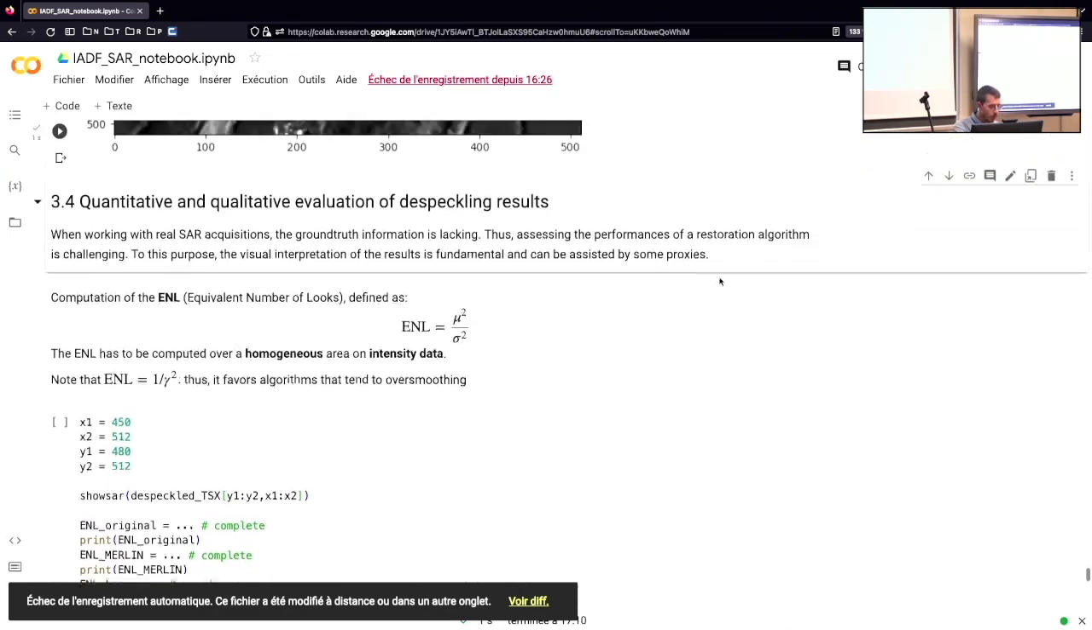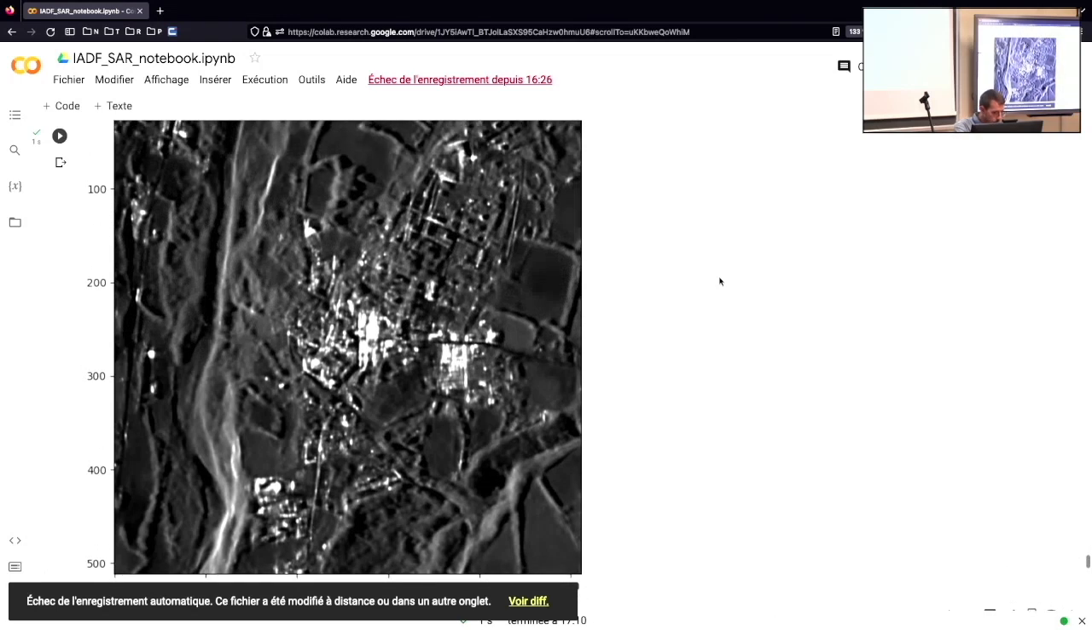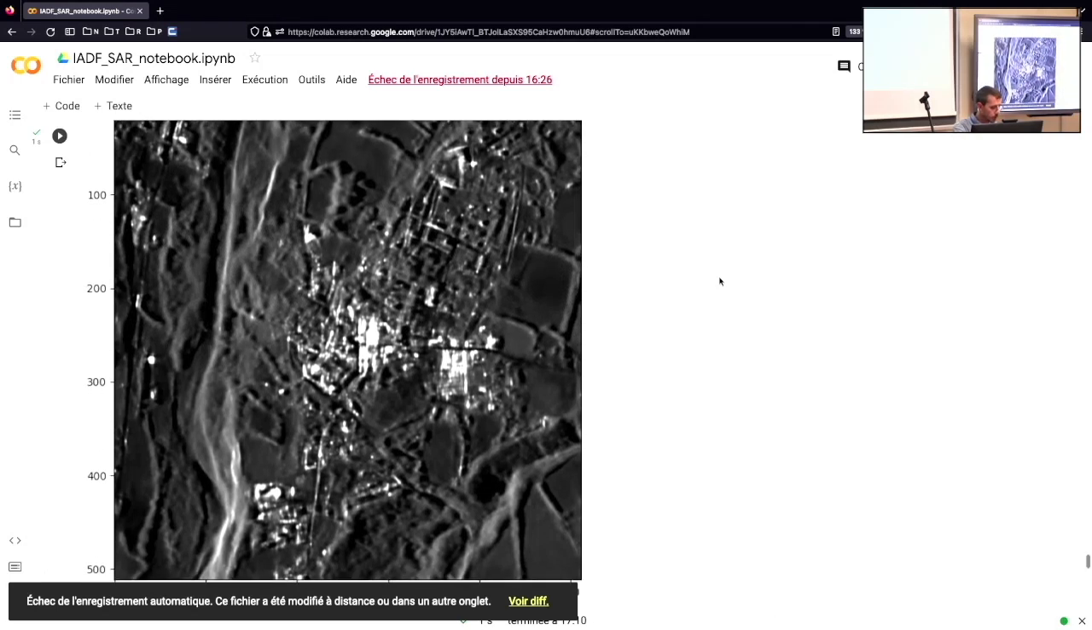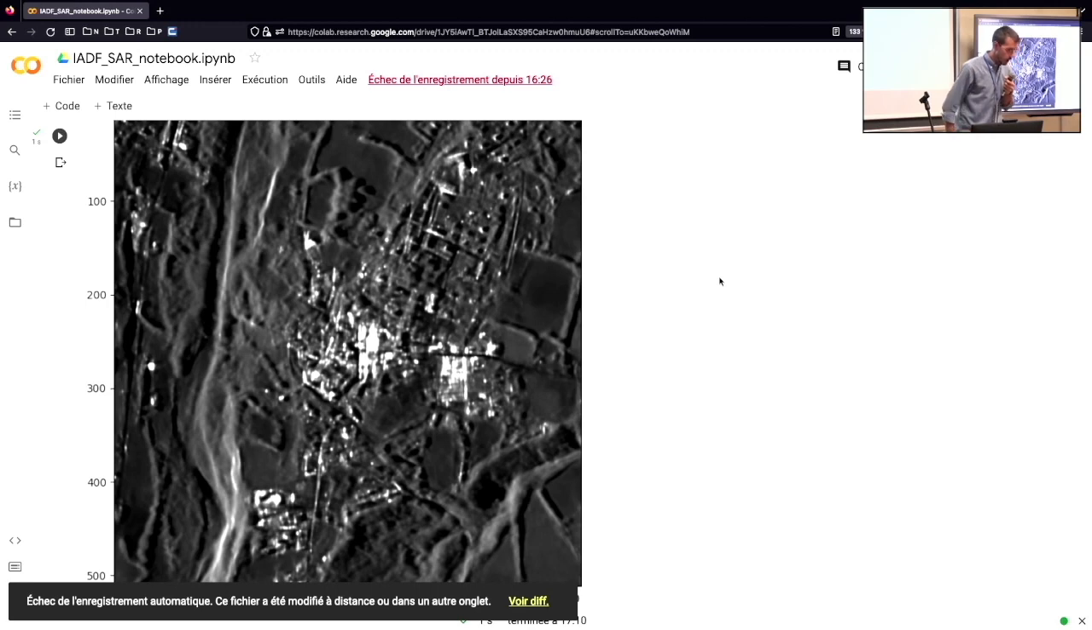So when you train your network in a self-supervised way, you don't have any ground truth information. So the question is, how can I evaluate the performances of my neural network? The answer is not easy, so I don't actually have a clear answer. The first one is that you need to look at your images. You need to know what you are looking at and what you are interested in. So you need to spend some time to do visual inspection.